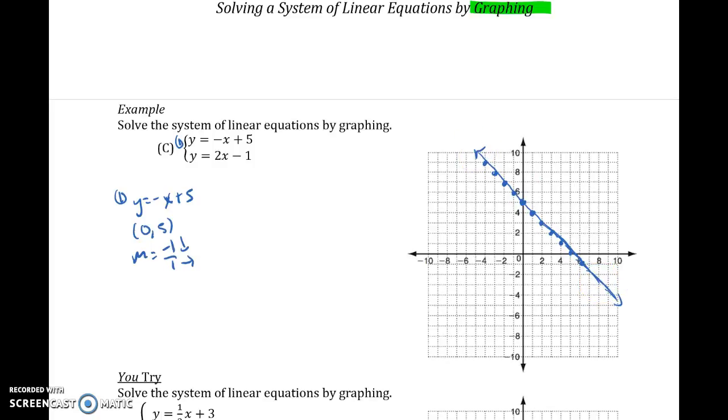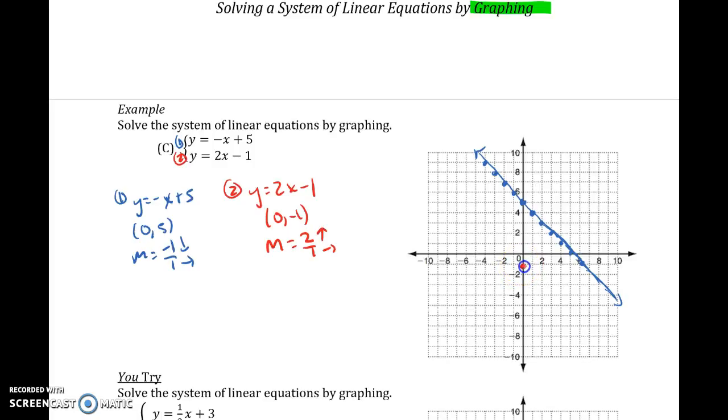Okay? So the second one I'm going to call line 2, y equals 2x minus 1. So if any of these was in standard form or point slope form, I can always convert to slope intercept form. Forgot to mention that earlier. But let's go ahead and start with our y-intercept, which is 0, negative 1. And my slope is positive 2, or 2 over 1, so up 2, right 1.